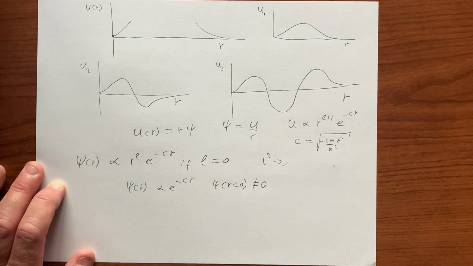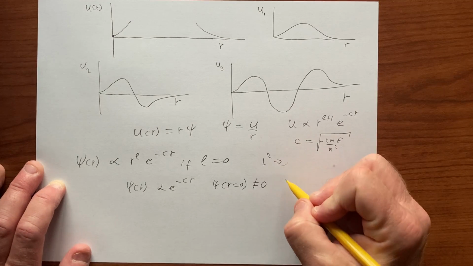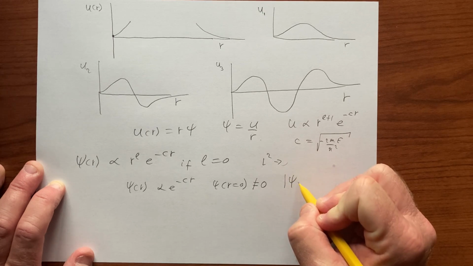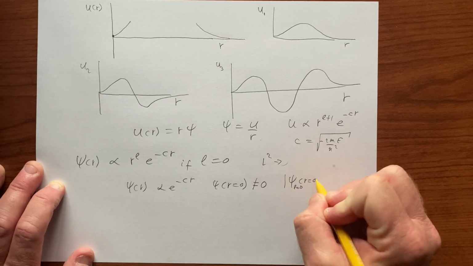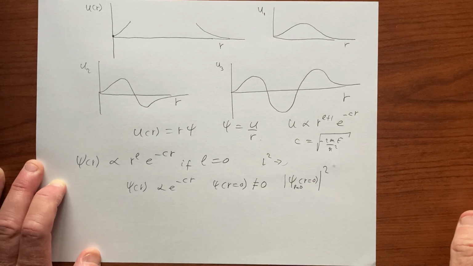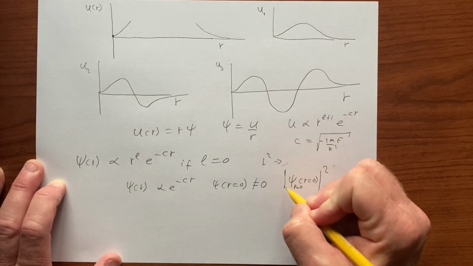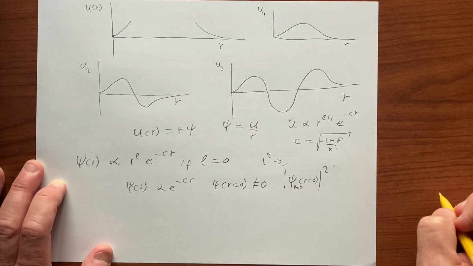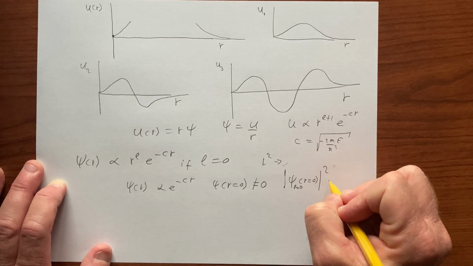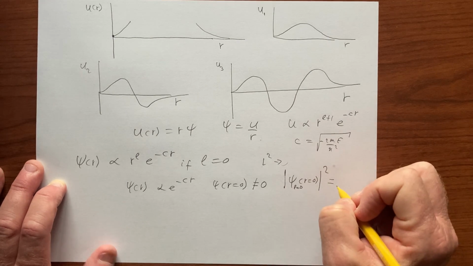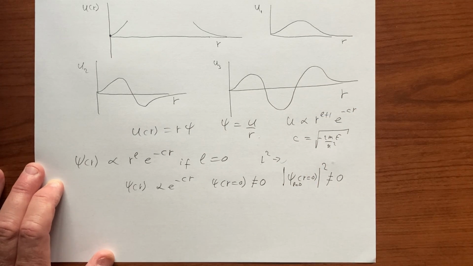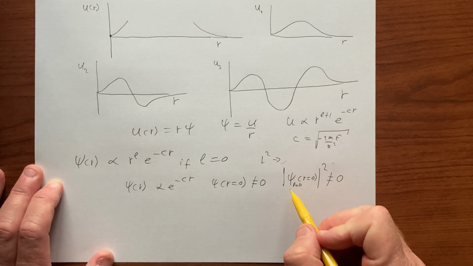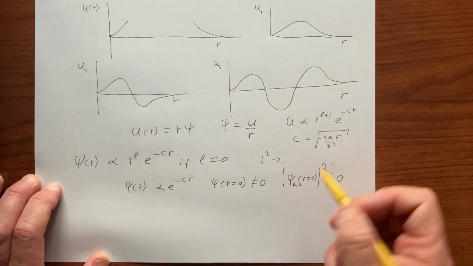So psi of r equals 0 is not equal to 0. For r equals 0, the wave function doesn't go to 0. So does this mean that psi, let's say of l equals 0 at r equals 0, psi modulo squared, the probability density, rather, is not equal to 0? We're just taking the modulo squared. Does that mean that the probability of finding the particle at r equals 0 is not equal to 0?